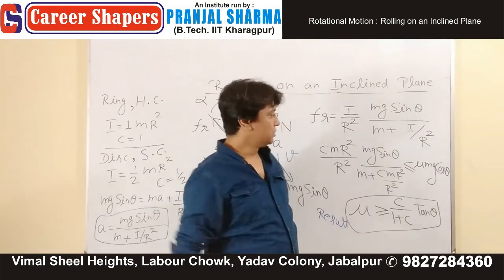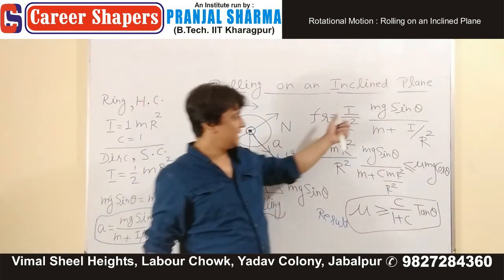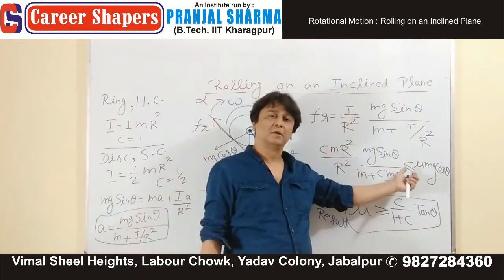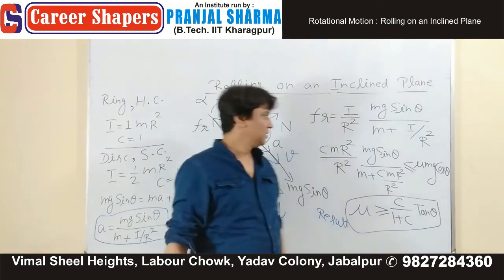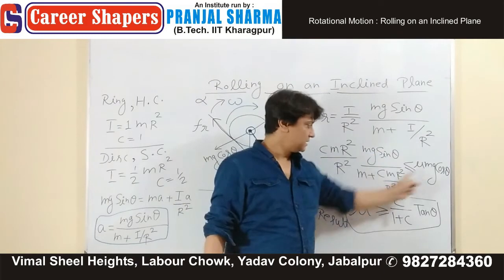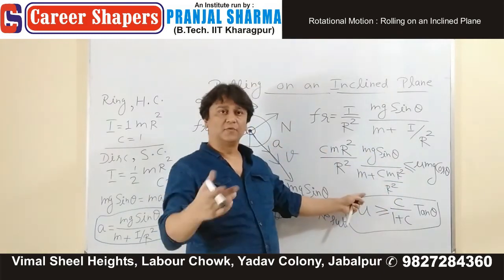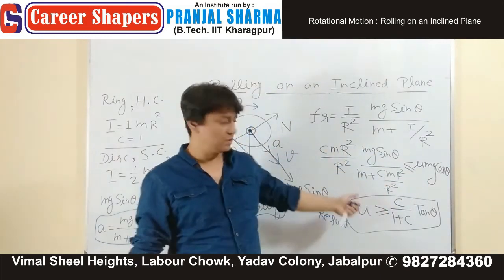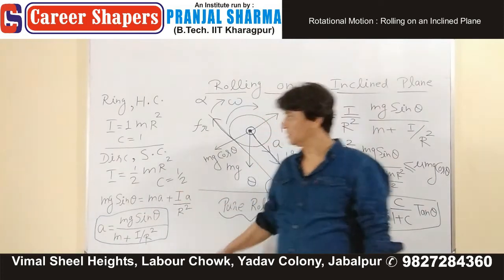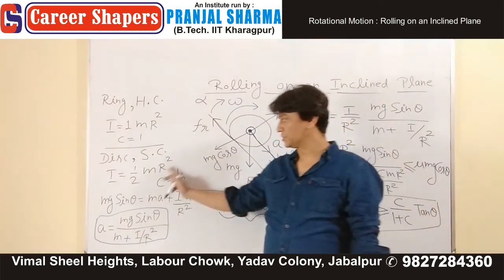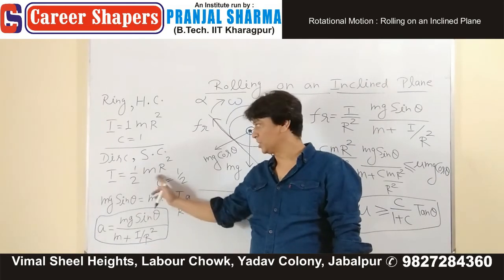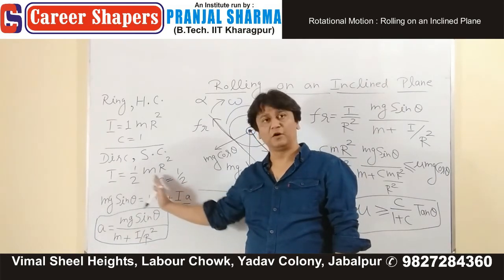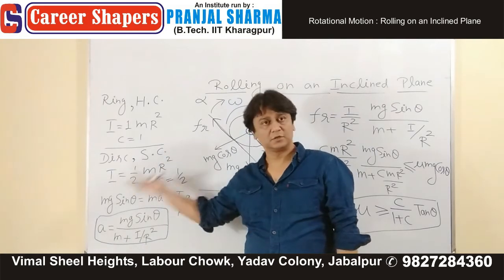If we don't introduce this, we'll have to write I everywhere. But the I has terms of mr square which are easily getting cancelled. And therefore, just to remember the result in a very simple manner, we are introducing this concept of C. What is C? The coefficient which appears in front of mr square.